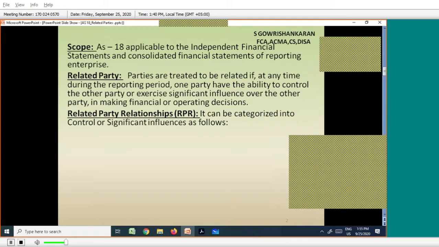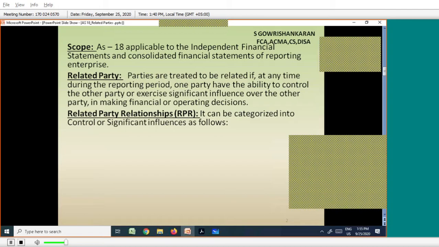Common control means, for example, there are three companies A, B, C. B and C are controlled by A. That is called common control. B and C are commonly controlled by company A because A is the holding company for B and C. I'll go to the next point.